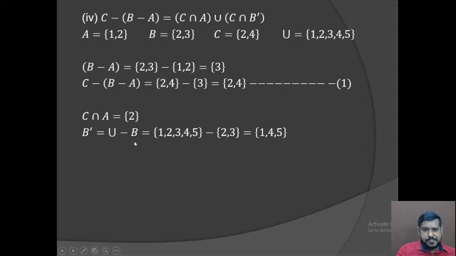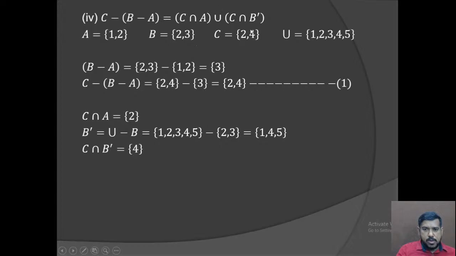Now this should be intersected with C. So C intersection B dash. This is B dash, this is C. From these two sets we have to take the common elements. What is the common element? 4.